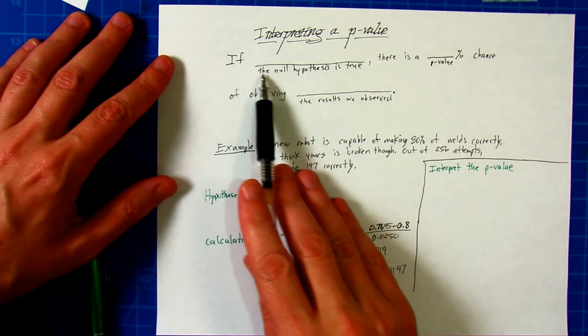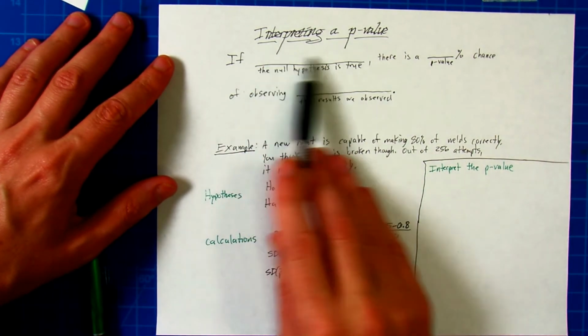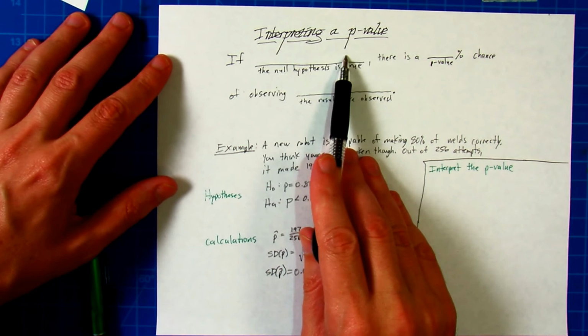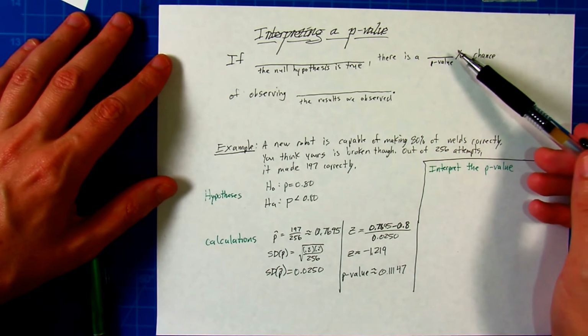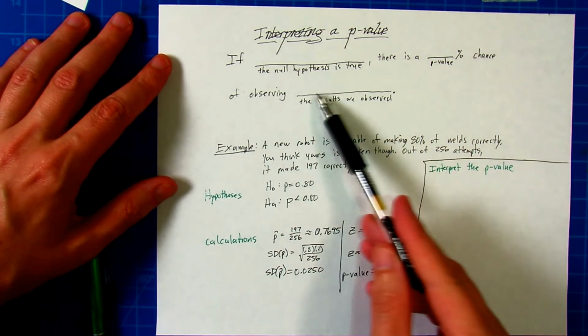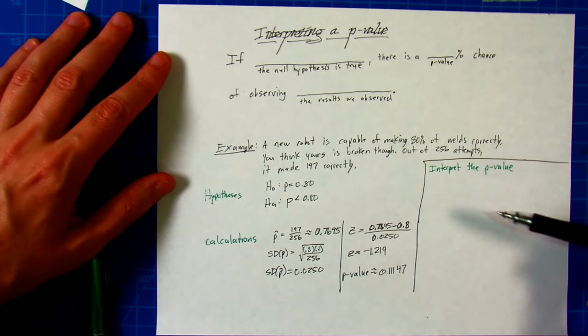So just replace "the null hypothesis is true" with whatever the null hypothesis is in this situation. Same with your exact value of the p-value. And the results we observed, turn that into the actual situation.